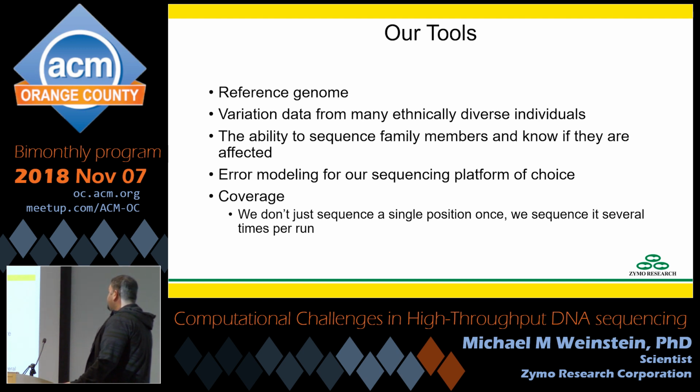We have error modeling. Especially if you're doing Illumina, the error models are pretty well known. So we know, for example, Illumina is going to miss about 2% of its calls. So if we see 2% variation at a site, it's probably not a mutation, it's probably just a sequencer error, especially if it was called with low confidence.